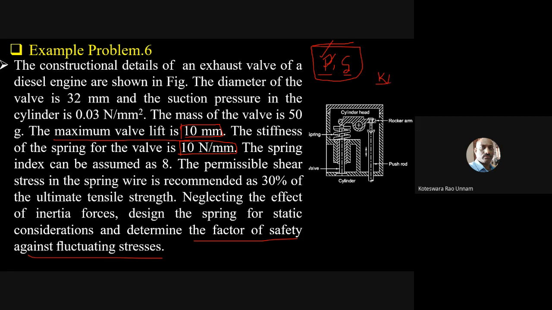Of course, if you want, you can convert this into meters also. In addition to that, how much load is acting on the spring? That you need to compute here, and he has given it indirectly. This spring is used in the exhaust valve of a diesel engine. The valve diameter is 32 mm and there is a suction pressure on the valve. So the suction pressure will create a load on the spring.